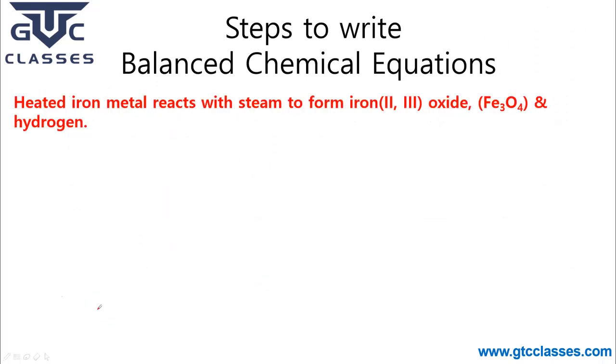Now let's practice a few more. Heated iron metal reacts with steam to form iron 2,3 oxide, that is Fe3O4, and hydrogen. So pause this video and start writing. Let's see whether you can get that or not.